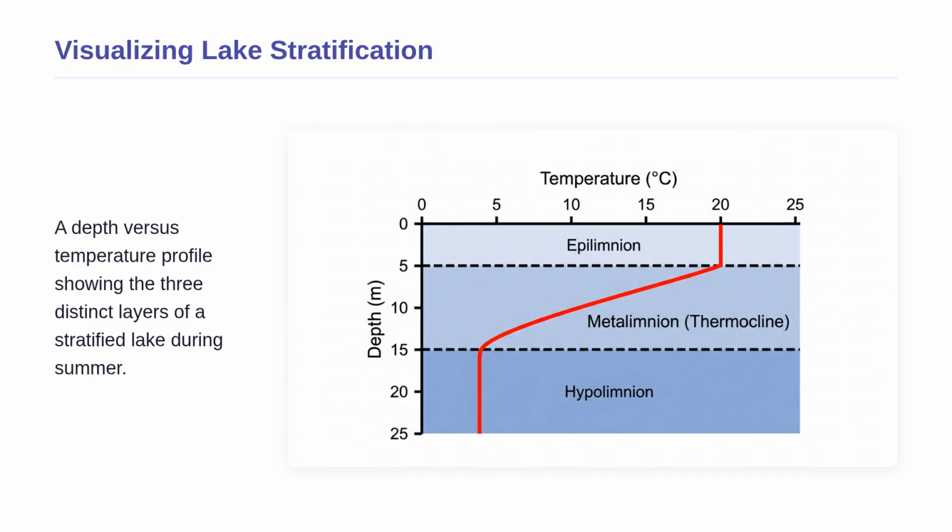But look at the middle section, the metalimnion, or thermocline. The red line swings drastically to the left, showing a rapid drop in temperature over a very short depth. Finally, in the deep hypolimnion, the temperature stabilizes again at a cold 4 degrees. This diagram perfectly illustrates how a single lake is split into distinct, isolated worlds.